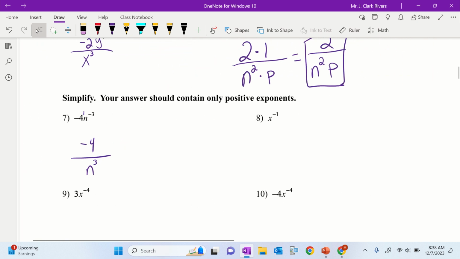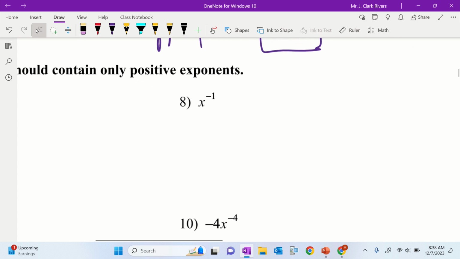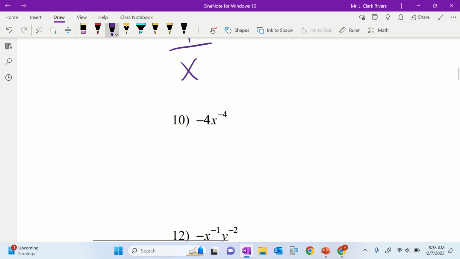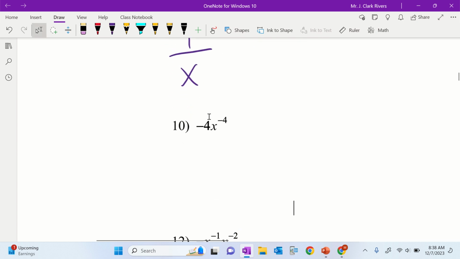Number 8 says here, simplify, your answer should contain only positive exponents. This is going to be 1 over x to the first, or just 1 over x. This next one, this is -4 to the power of 1, so it does not move. It stays in the numerator. Over x to the power of -4 goes to the denominator. There you go.